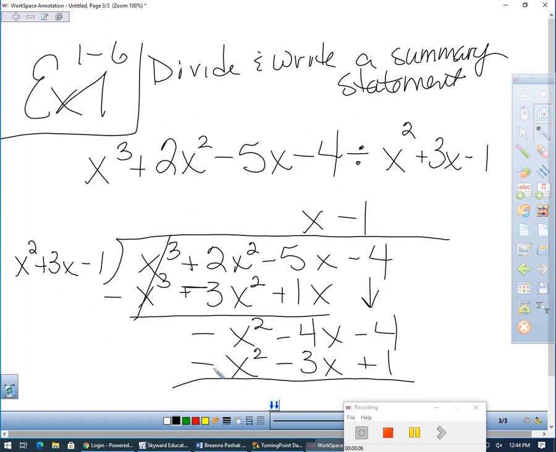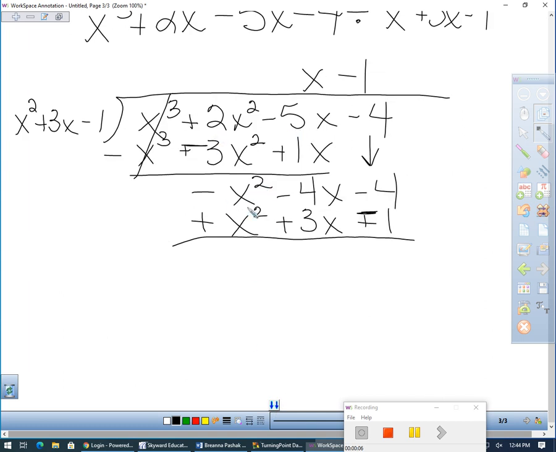Draw your line. Change your signs. We have our x squareds now drop out. Negative 4x plus 3x is negative x. Negative 4 minus 1 is negative 5. Do I have anything else to bring down? So this is my remainder, right? So we're going to go plus negative x minus 5 over x squared plus 3x minus 1. Questions? Okay, so we're doing good?